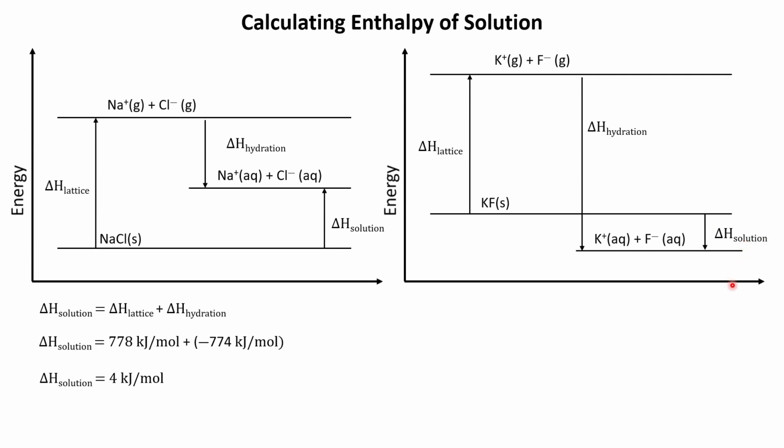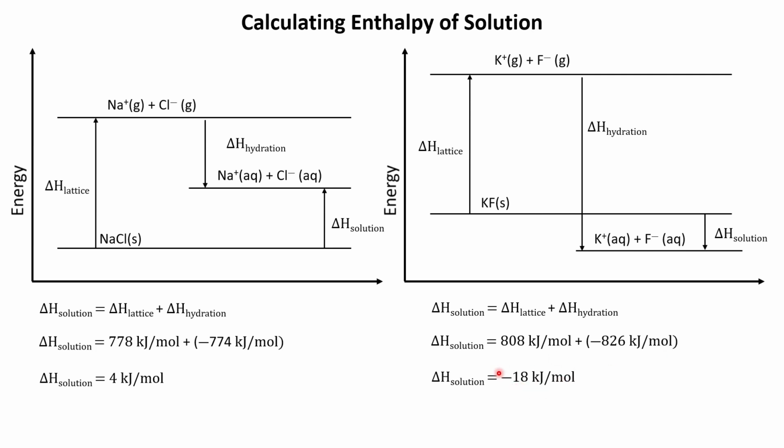You can already see the difference between these 2 charts. They have the same steps, but of course, the magnitude of the lattice energy and the hydration energy are different, which leads to different signs for delta H of solution. So let me show you again those numbers for the delta H of solution for potassium fluoride. Again, we're just going to add our lattice energy and our hydration energy. So for potassium fluoride, our lattice energy is 808 kilojoules per mole, and our hydration energy is negative 826 kilojoules per mole. This gives us an enthalpy of solution of negative 18 kilojoules per mole.